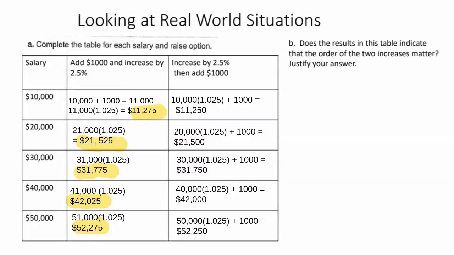So therefore, this column has these yellow numbers. I'm showing you how to get those numbers because they're not going to always ask you how to get those numbers. They're just going to ask you to complete the table. Now, here comes a little piece.